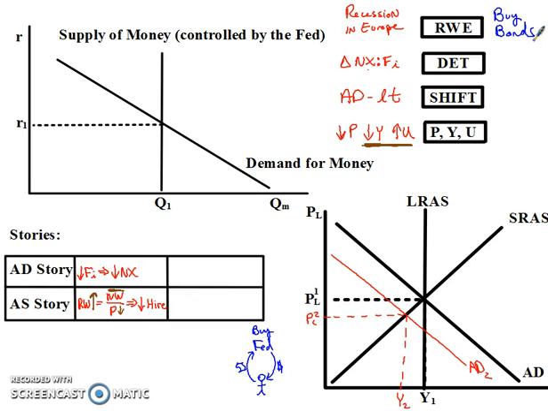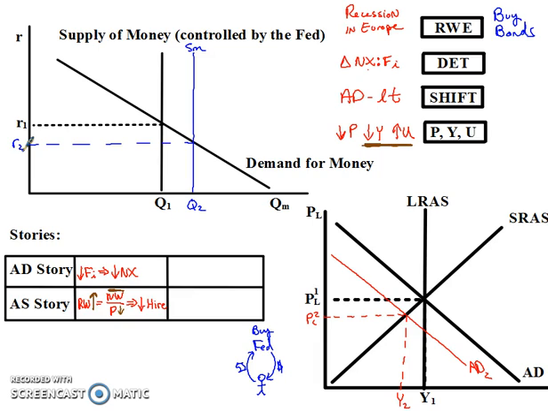If the Federal Reserve buys bonds, that's going to increase the money supply. So the money supply now is going to shift out to the right. And if the money supply shifts out to the right to Q2, now there's more money out there. That's going to put downward pressure on interest rates. So interest rates are now going to fall.